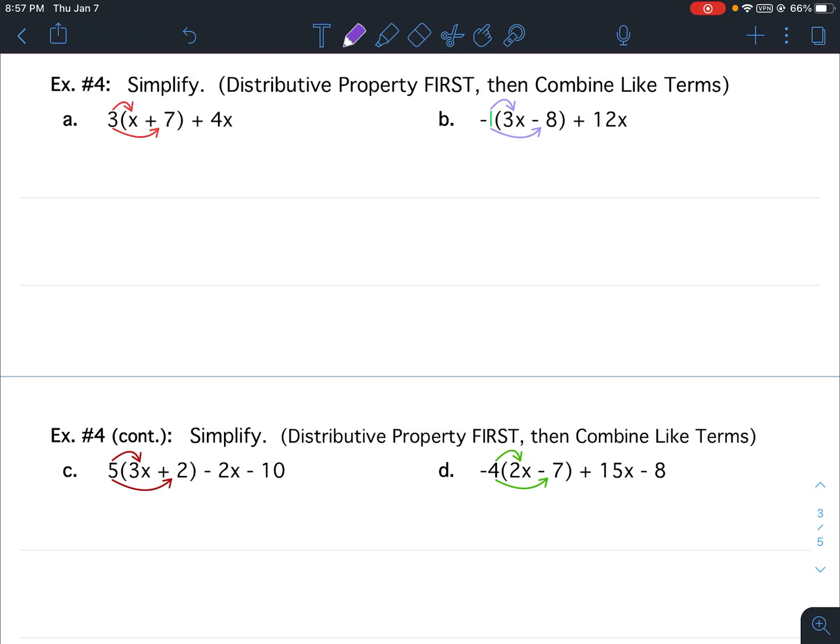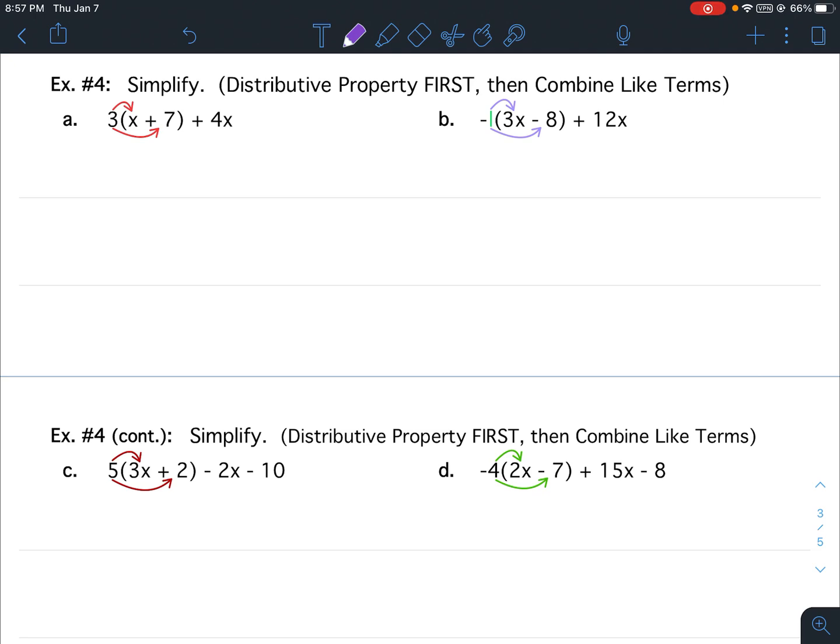Combining like terms and distributive property, lesson pre-8. Example number 4, simplify. Now for these problems, there are 2 steps. In other words, we're going to take the distributive property and combining like terms and put them into one problem. And you follow your order of operations to do this.